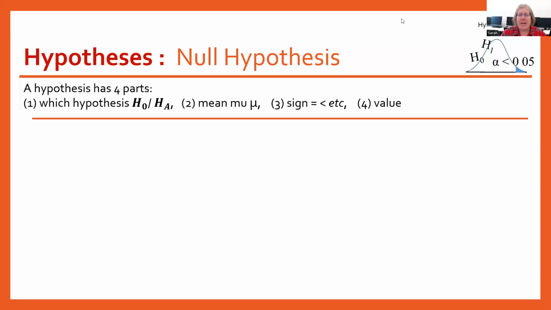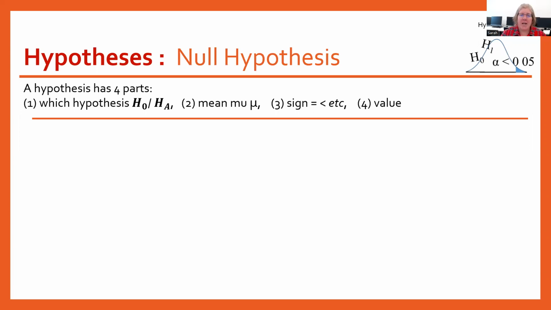Let's take a closer look at how to write the null and alternative hypotheses. So a hypothesis has four parts to it. The first part is identifying which hypothesis you have, the null or the alternative. You do that by writing an H with either a 0 next to it for the null or an A next to it for the alternative.